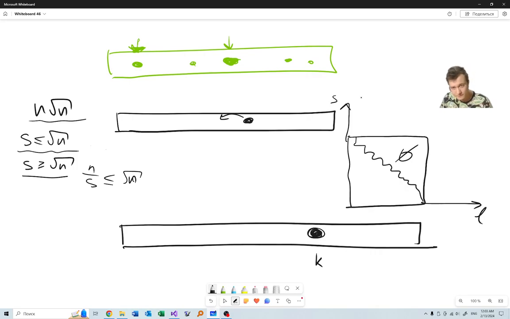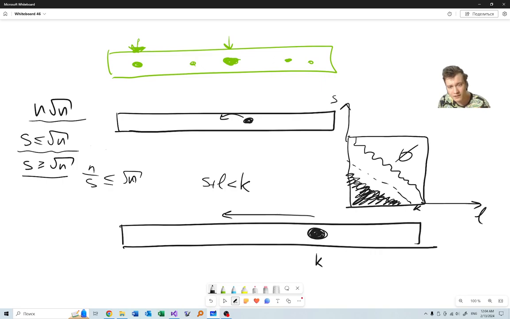So this doesn't exist. Okay, this K kills everything to the left. Basically, if S plus L is less than K, so this is K, actually almost everything here dies, except the numbers which are greater than K. So if there is a number which is greater than K, then this thing survives.